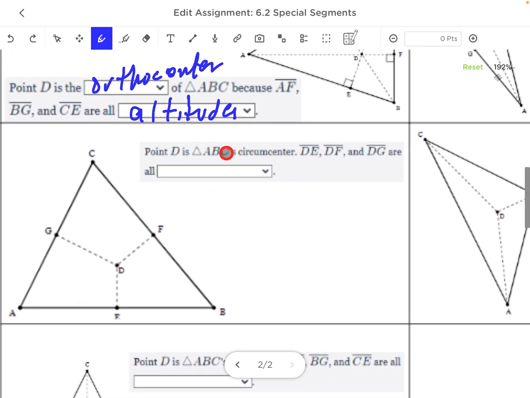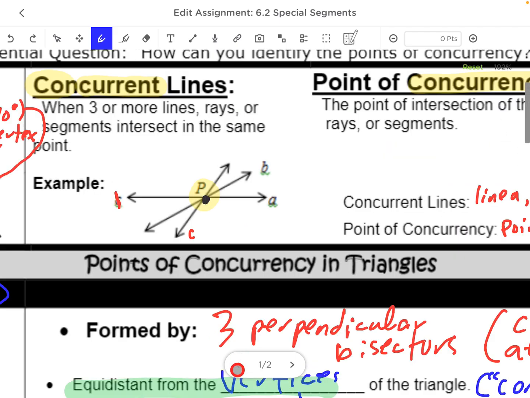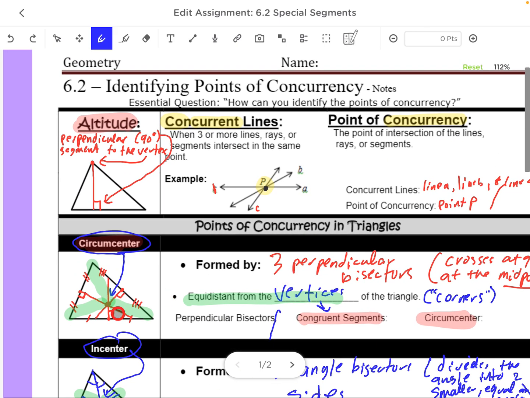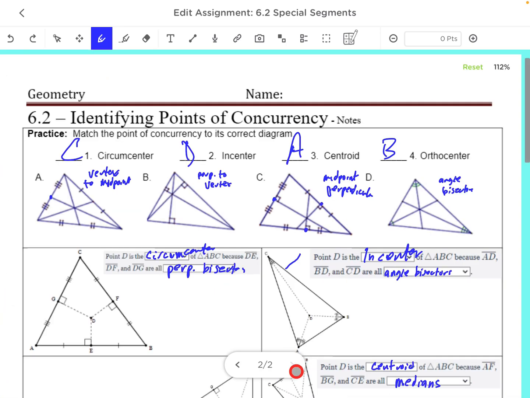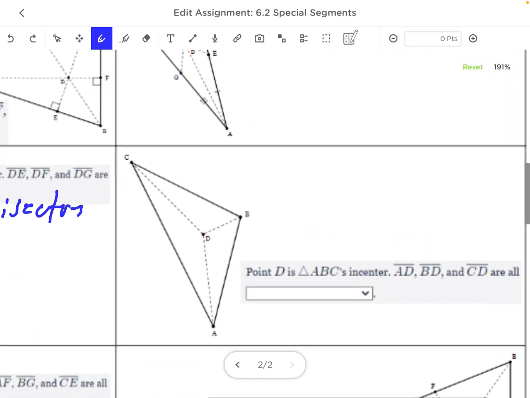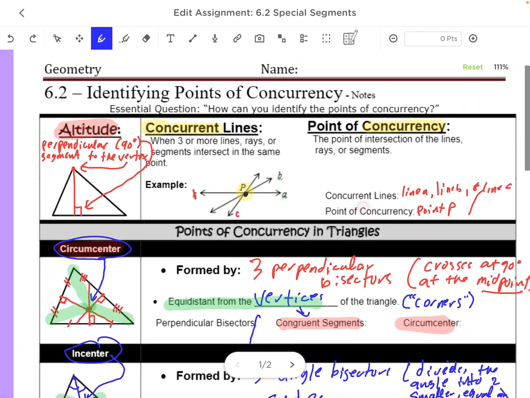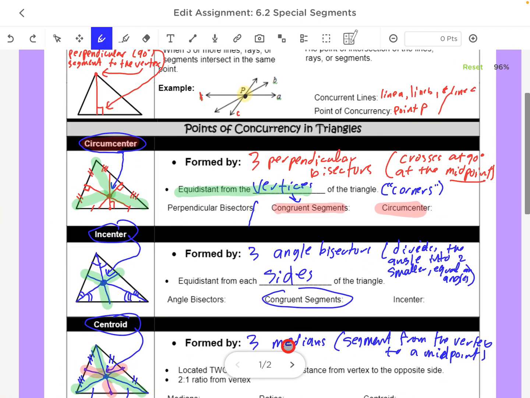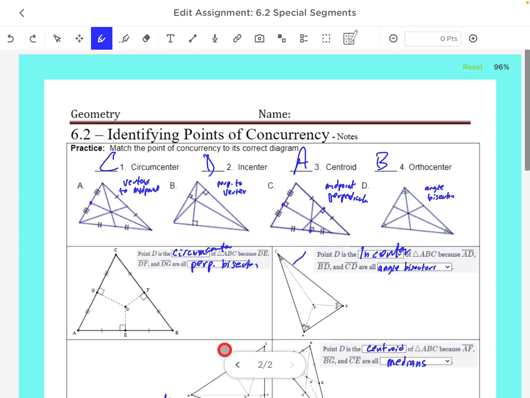Okay, so point D is the circumcenter. So if I tell you that's the circumcenter, what do we know about these? Okay, we don't have any other labels, but we look back at our notes, right? Our notes tell us circumcenter, those have to be perpendicular bisectors. Okay, let's check out this one. What does it say? This says it's the incenter. Okay, what do we know about the incenter? Incenter is created by angle bisectors.